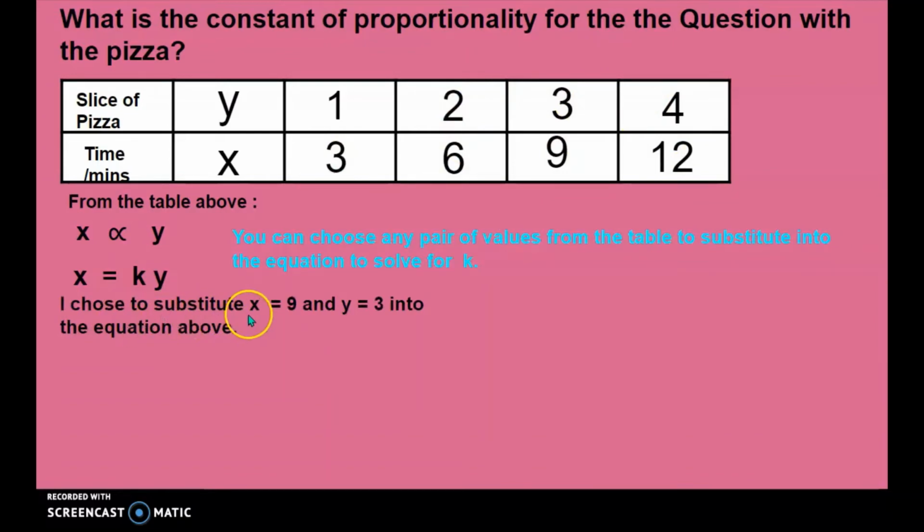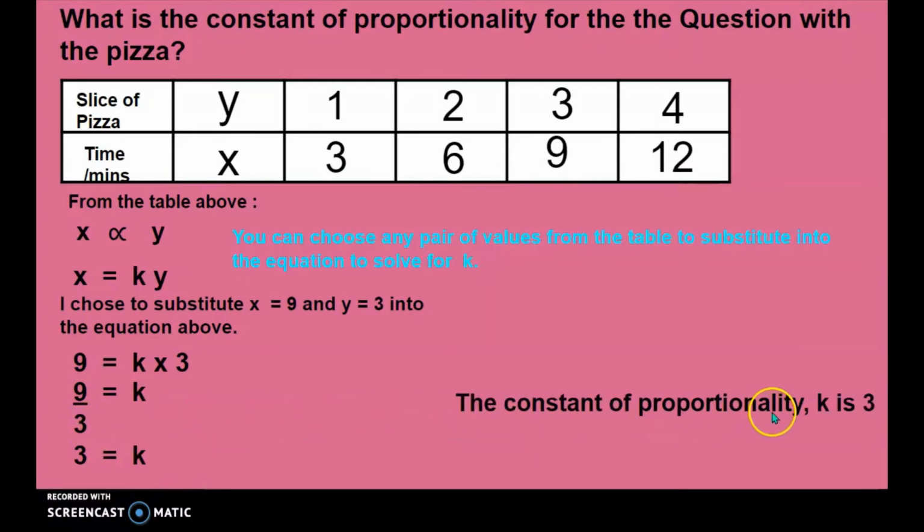I chose to substitute X equal 9 and Y equal 3 into this equation to solve for K. When we replace X with 9 and Y with 3, we will end up with this equation. Here we have to solve for K. K is equal to 9 divided by 3, and K is equal to 3. So the constant of proportionality is 3.